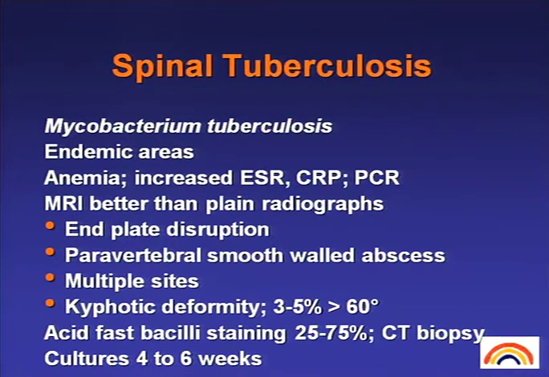There are endemic areas throughout the world. It is a major health topic for many of you in this room. It's not so much for those of us on the front row, though. Anemia, increased SED rate, CRP, and now polymerase chain reactions can all help you make the diagnosis.